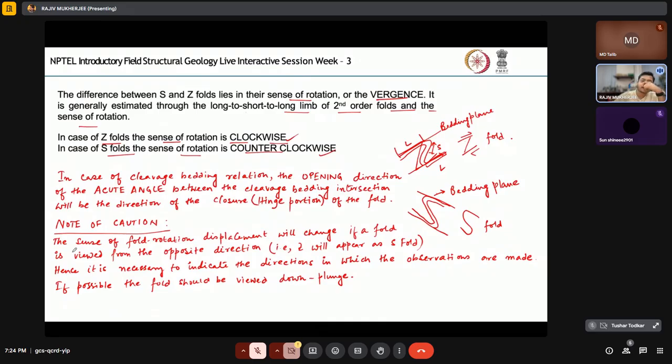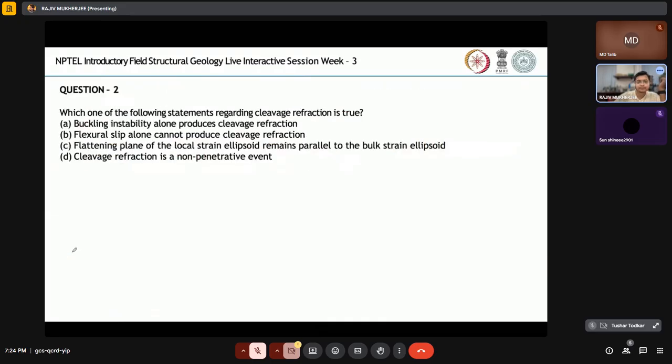Okay, so let us move on to the next question. Which one of the following statements regarding cleavage refraction is true? Option A, buckling instability alone produces cleavage refraction. Option B, flexural slip alone cannot produce cleavage refraction. Option C, flattening plane of the local strain ellipsoid remains parallel to the bulk strain ellipsoid. And option D, cleavage refraction is a non-penetrative event.